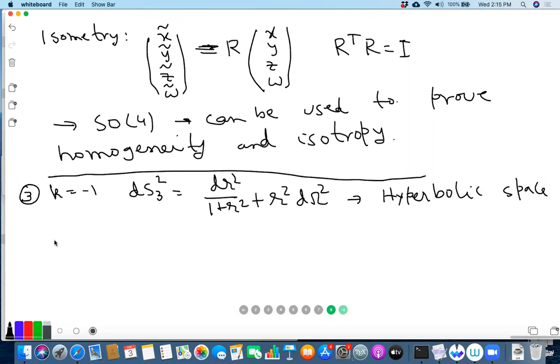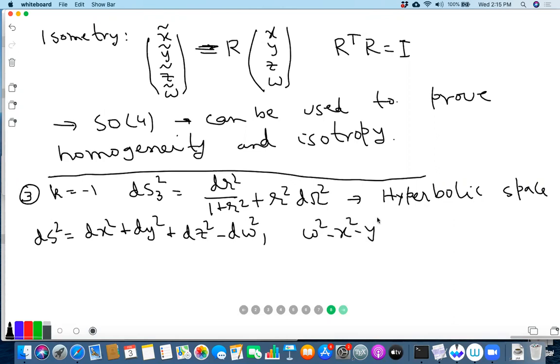Okay. So here you again introduce 4 coordinates, with ds square as dx square plus dy square plus dz square minus dw square. The condition that he imposed is w square minus x square minus y square minus z square equal to 1. So this is a hyperbolic space. Again, we have 4 coordinates, but 1 condition. So this is really a 3-dimensional space.